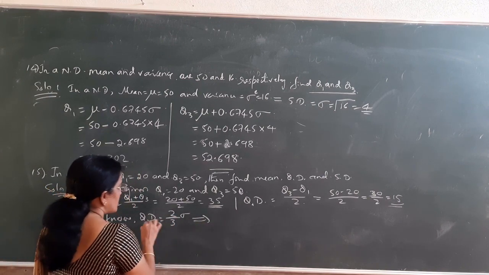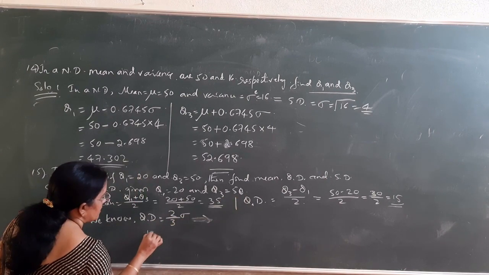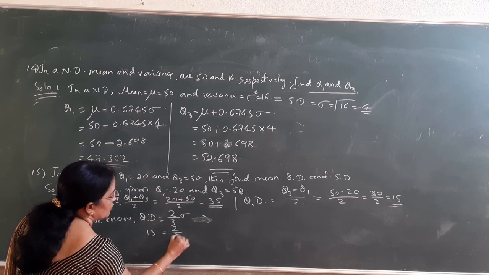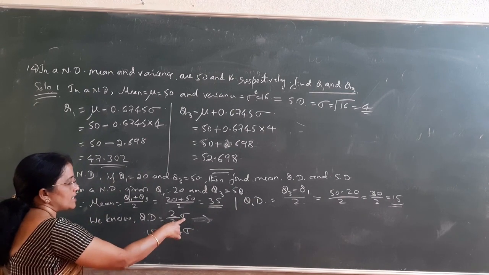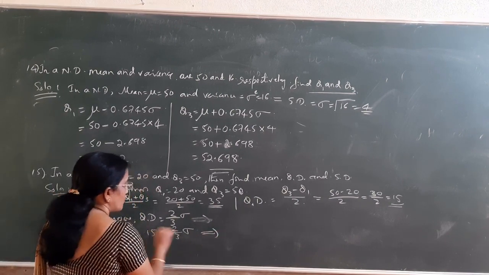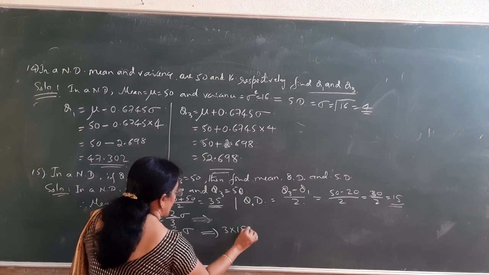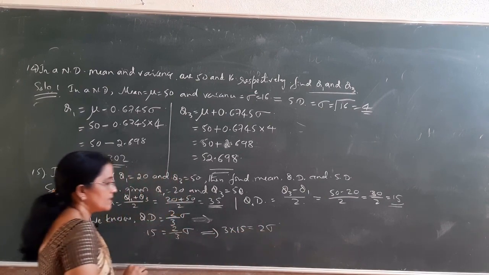This implies, what is quartile deviation? Quartile deviation, just now I obtained 15 is equal to 2 by 3 sigma. Substitute the known value, quartile deviation. Sigma is unknown. Now just cross multiply. This implies 3 into 15 is equal to 2 sigma.